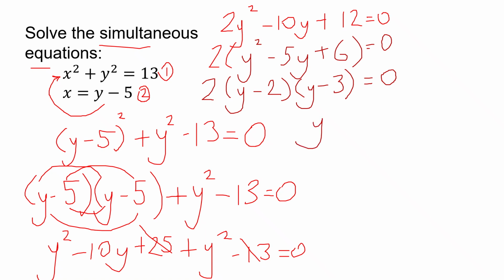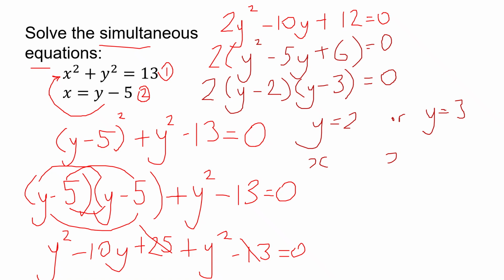So my solution is going to be y is equal to 2 from the first bracket, or y is equal to 3 from the second bracket. That 2 at the front has no bearing on the solution. It's just what I call a multiplier. Now I know what y is, I can sub it into equation 1 or 2. 2 is going to be easier to work out the corresponding x values.